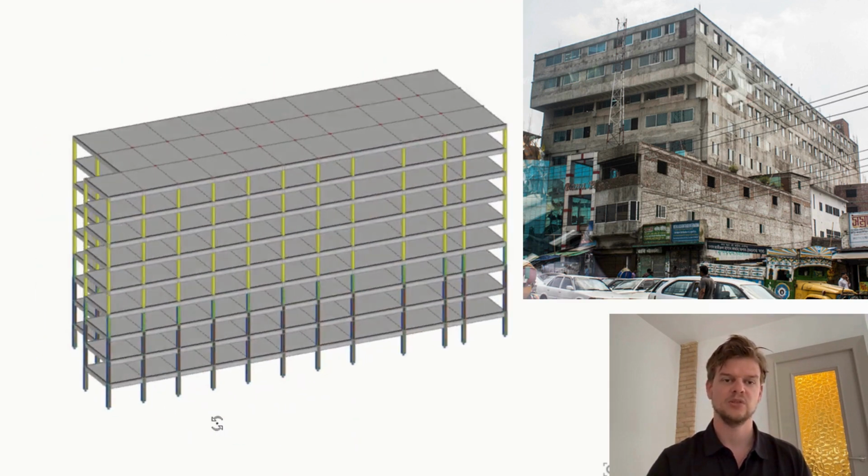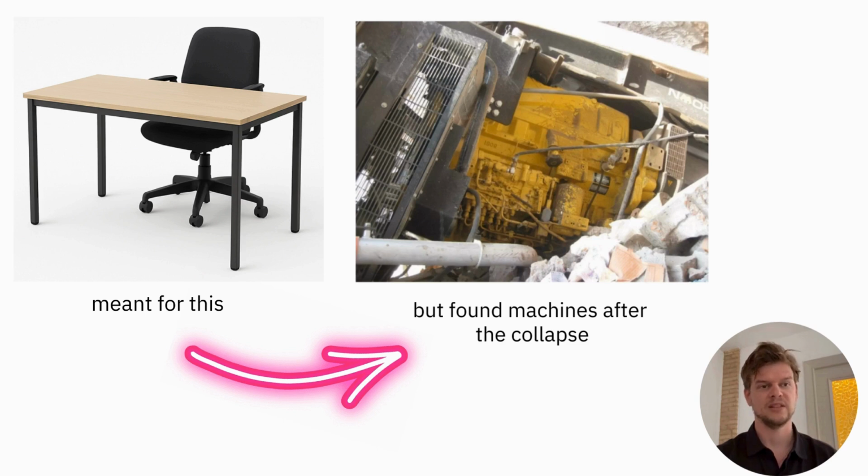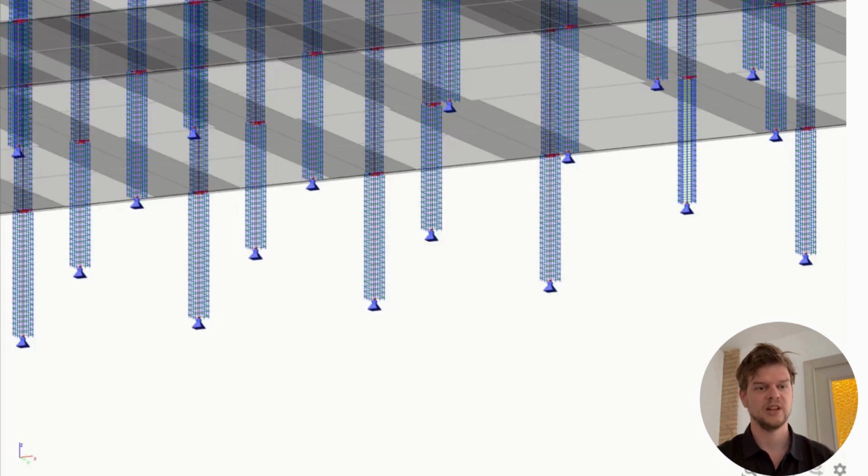And here's the real question. Would it have survived even without those extra floors? Originally, it was designed as an office building, but it became a garment factory with machines, heavy loads, and vibration. Far beyond what the structure was meant to carry. Let's start with the entire building.